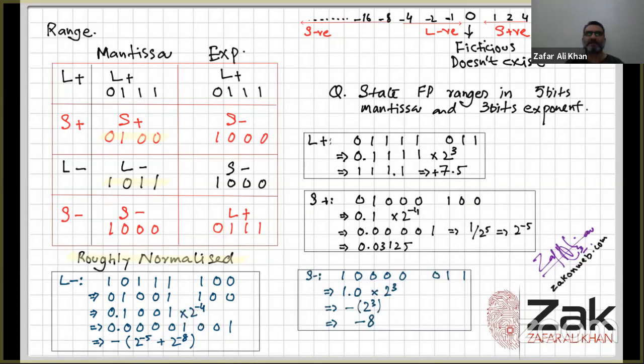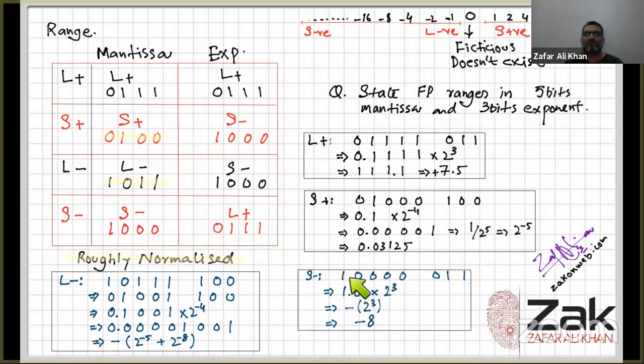Afterwards, we have the smallest negative. The smallest negative is farthest from 0 on the negative side, which means it has the highest magnitude possible. So this is minus 1 into 2 to power whatever. All right. So 3 bits exponent, 1, 0, 0, 0, 0, and 0, 1, 1. So this is 1.0 into 2 to power 3. So we know that this leftmost bit is a negative sign.